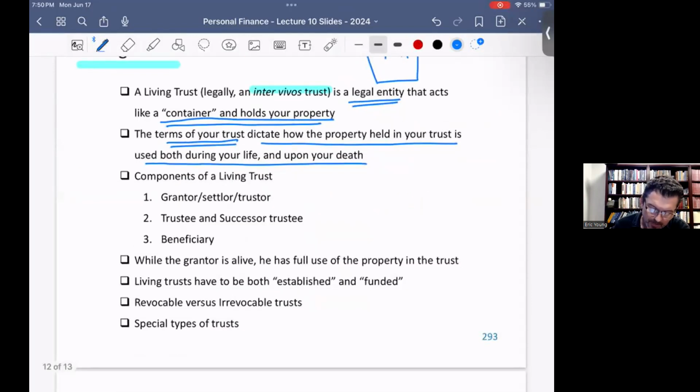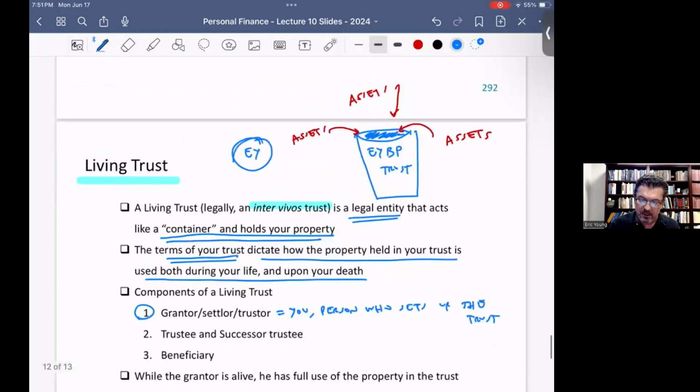Check this out. Every living trust has three components. Component number one is the grantor, also called the settlor, also called the trustor. This is basically you. This is the person who sets up the trust. Notice that if I, Eric Young, set up the Eric Young Black Polo Shirt Trust, I'm the grantor. I established the trust.